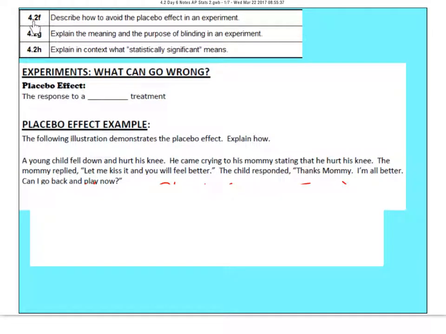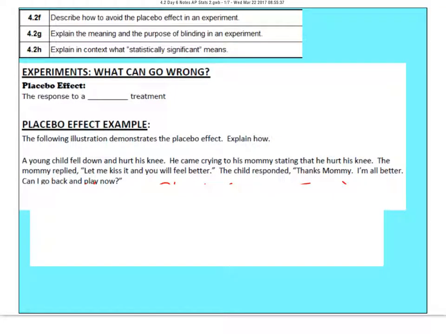In 4.2f, G, and H, I'm going to describe how to avoid the placebo effect in an experiment, explain the meaning and purpose of blinding in an experiment, and explain the context of statistically significant and what that means. So first, the placebo effect.